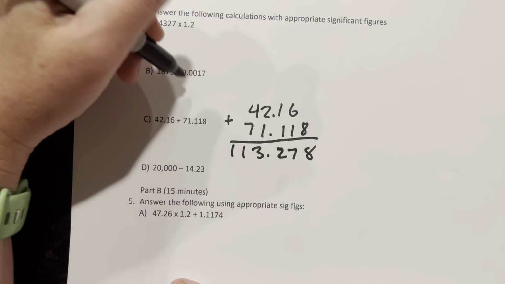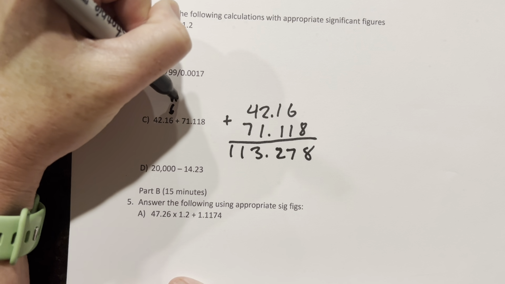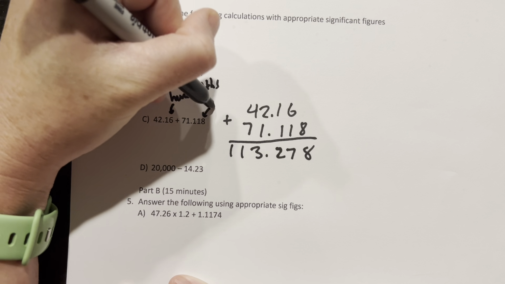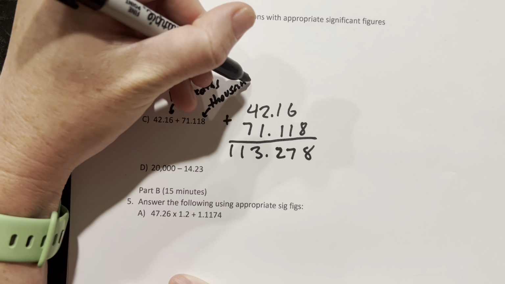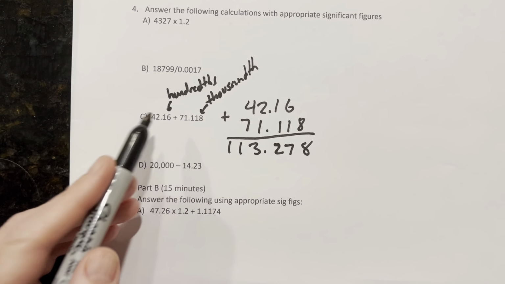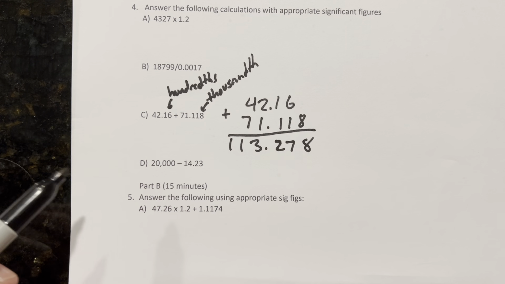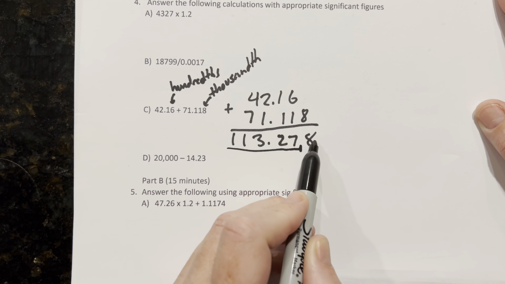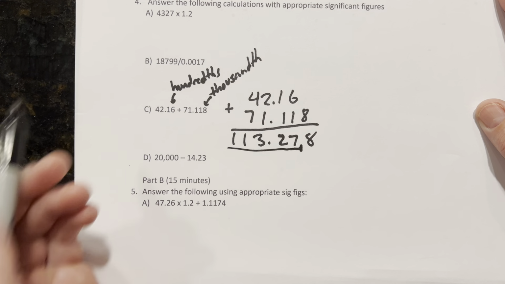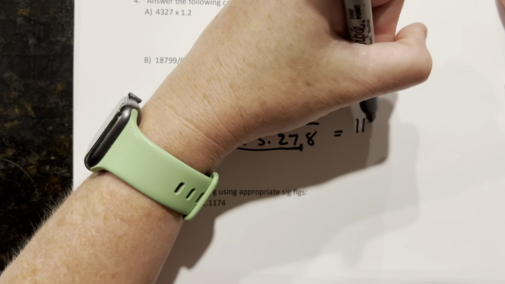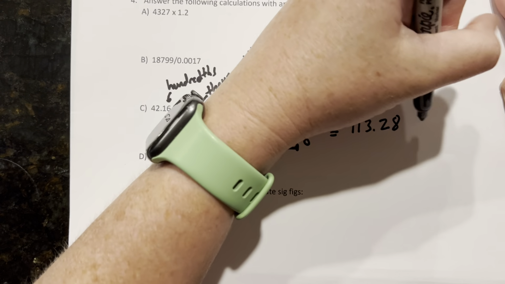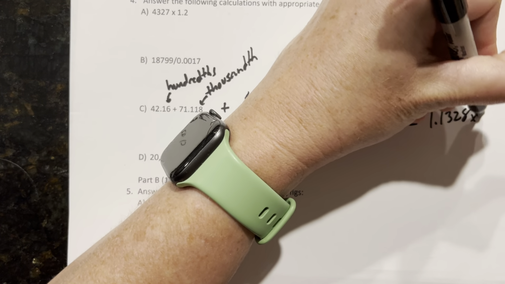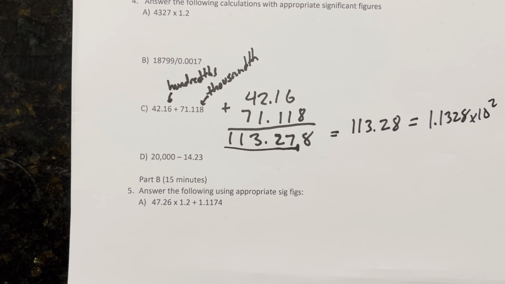All right, this number we know to the hundredths place, and this number we know to the thousandths. We know the least about the hundredths, and therefore our answer should go to the hundredths. So we underline up to the hundredths place. Ask if the number next to it is a 5 or greater. It is, so we're going to round up. And our final answer should be 113.28. You could also put that in scientific notation as 1.1328 times 10 to the 2.